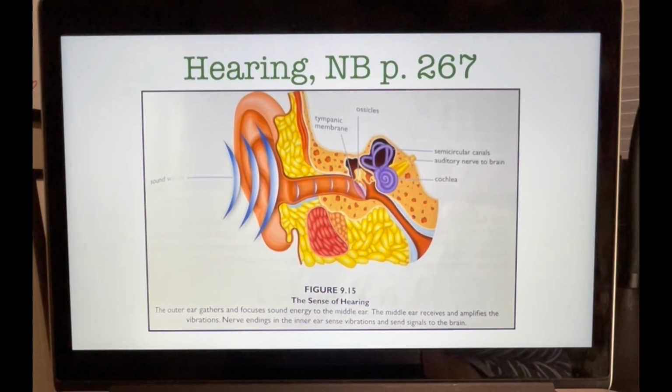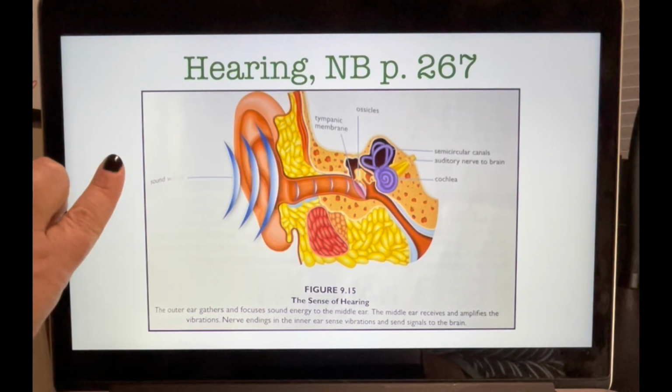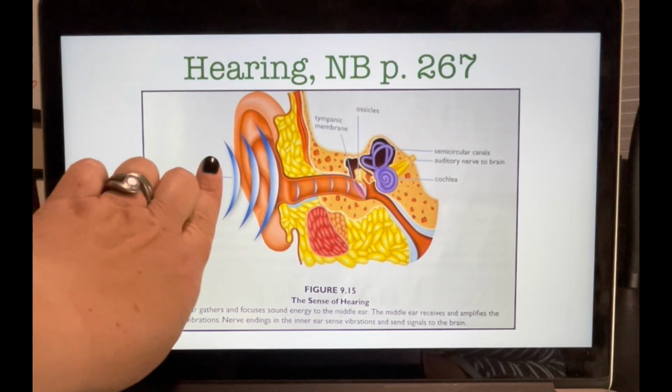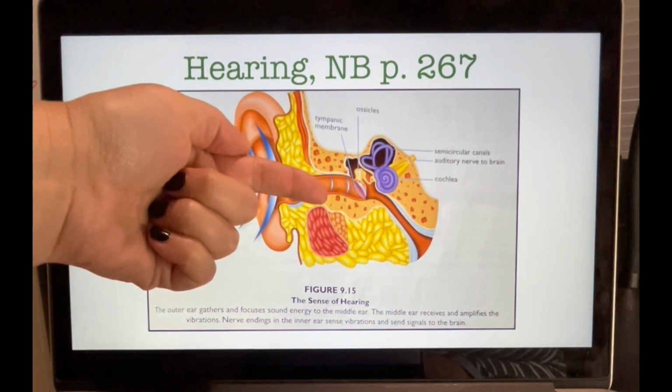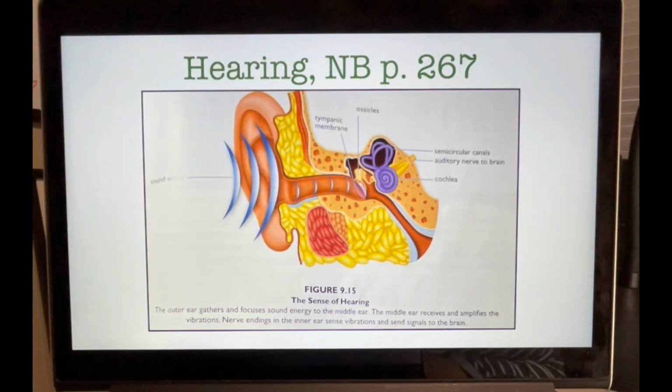So figure 9.15 helps us understand that. The outer ear gathers and focuses the sound waves, the sound energy, and brings it into the middle ear. Then the middle ear receives and amplifies the vibrations. Nerve endings in the inner ear sense the vibrations and send signals to the brain.